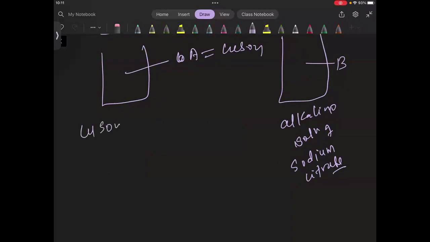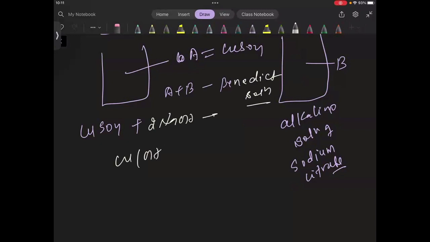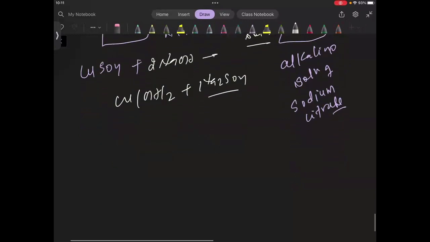Copper sulfate will react, because A and B combined together form the Benedict's solution. So copper sulfate, when reacted with 2 moles of sodium hydroxide, gives Cu(OH)2 plus Na2SO4. Correct.